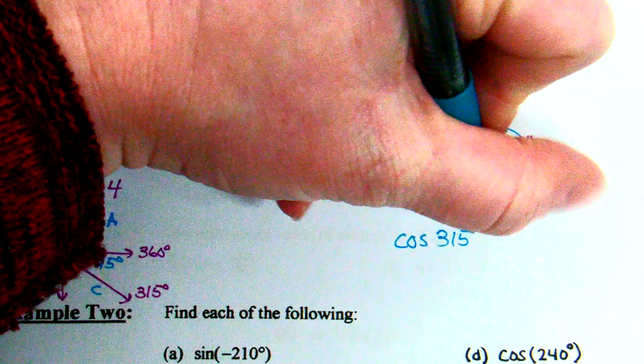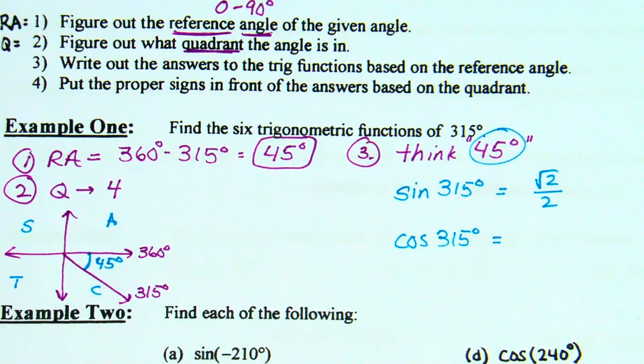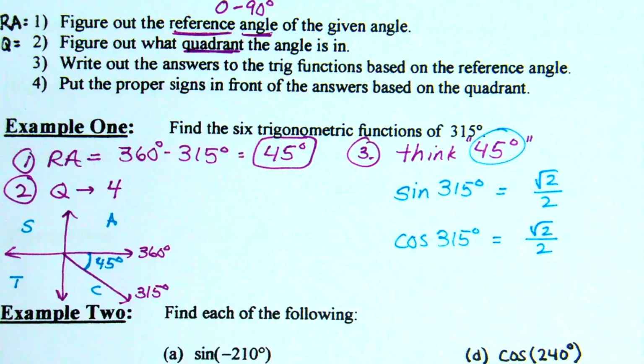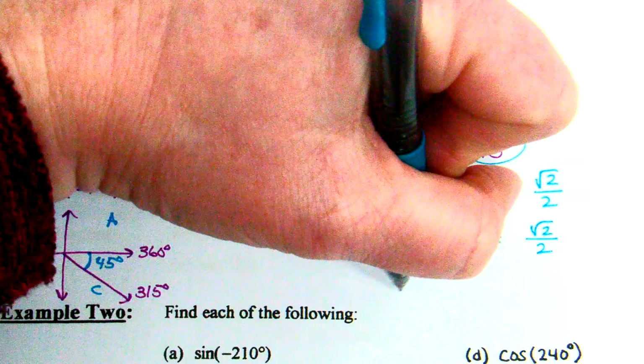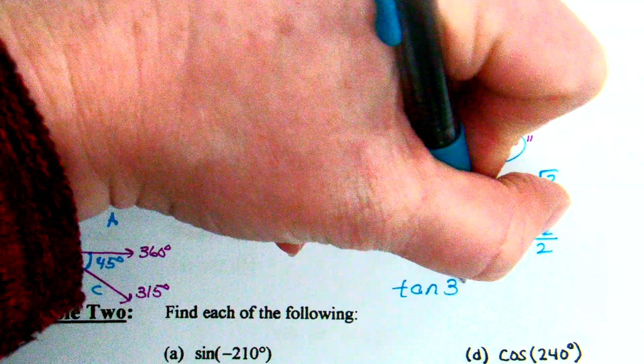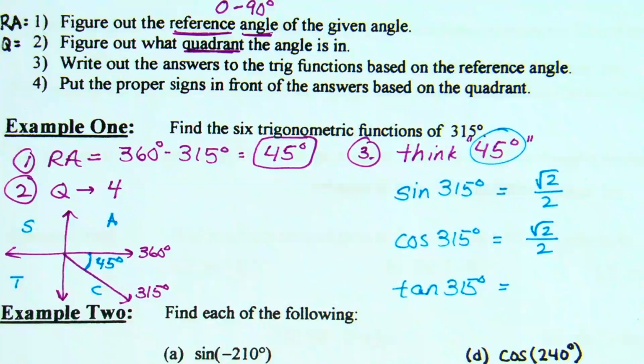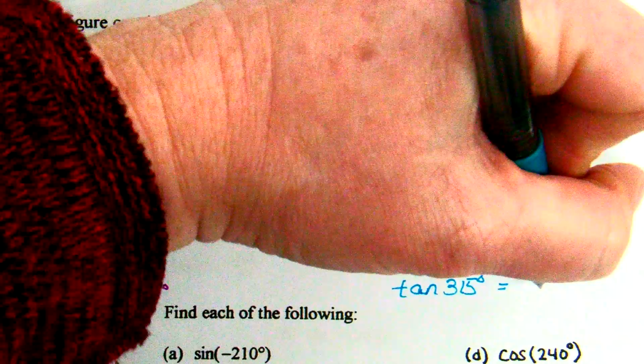Okay. Now I'm going to ask you for the cosine of 315 degrees. Same thing. Okay, so cosine of 315, what you're really thinking is what is the cosine of 45? We know sine and cosine of 45 are the same. So they're square root of 2 over 2. Tangent of 315 degrees? What? 1. In other words, the tangent of 45 degrees is 1.